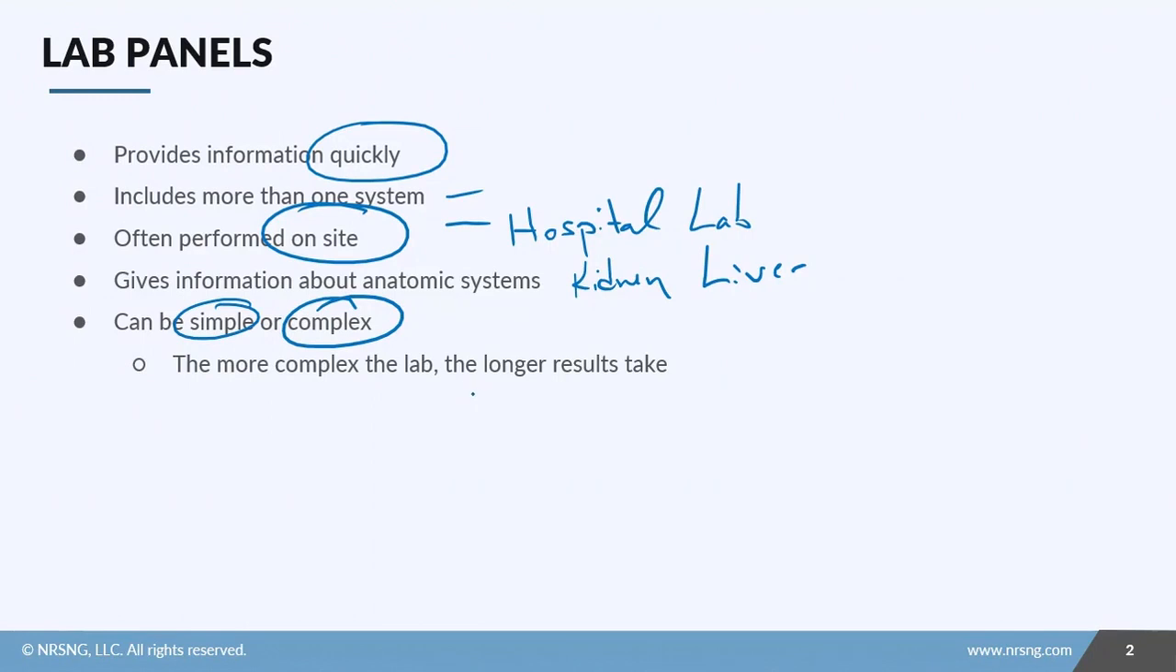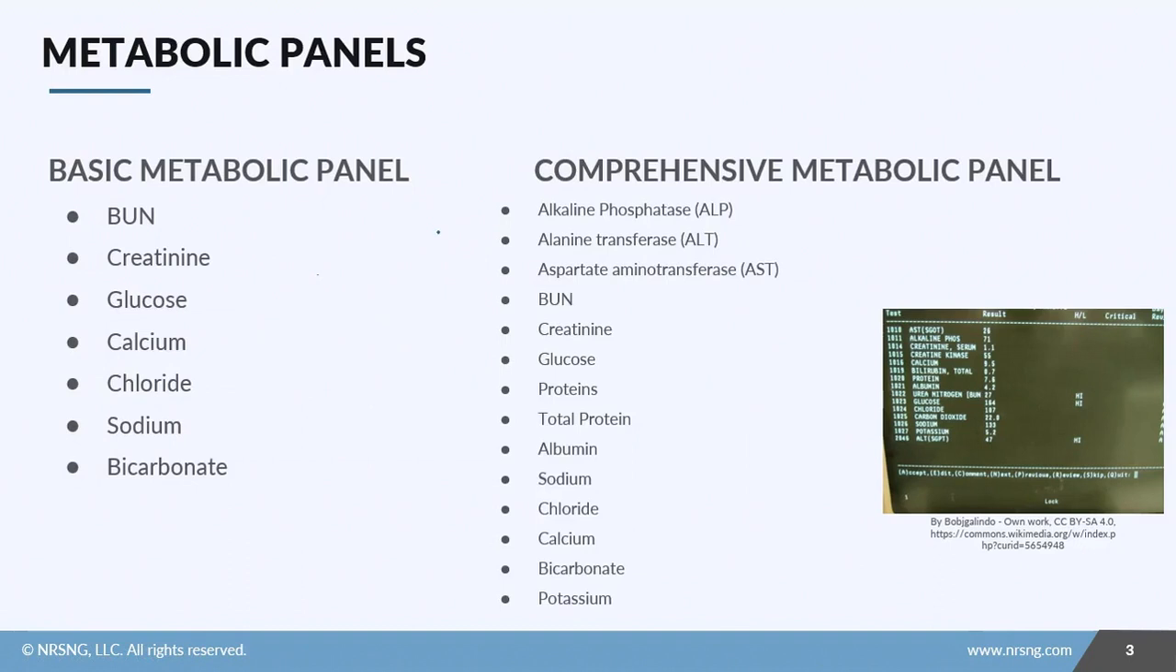One thing that you need to keep in mind is that the more complex a lab panel, the longer the results are going to take. And we're going to get into that information a little bit later. So let's start off with two basic panels that we look at. You have the basic metabolic panel, or BMP, and you have the comprehensive metabolic panel.